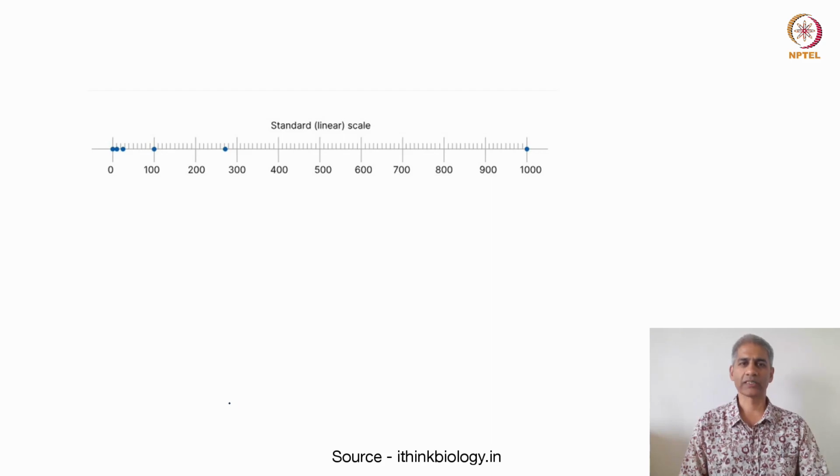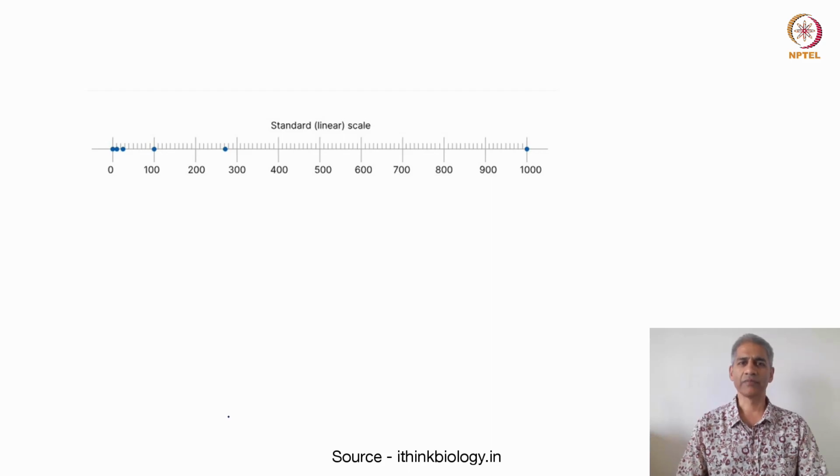And the blue dots show certain points which are marked on the scale, and they're quite easy to read because between 0 to 100 you have 10 divisions. So the first point which has been shown is 0, then you have a 10, then you have 25, then you have 100, then you have 270, and then you have 1,000. So that's a linear scale.